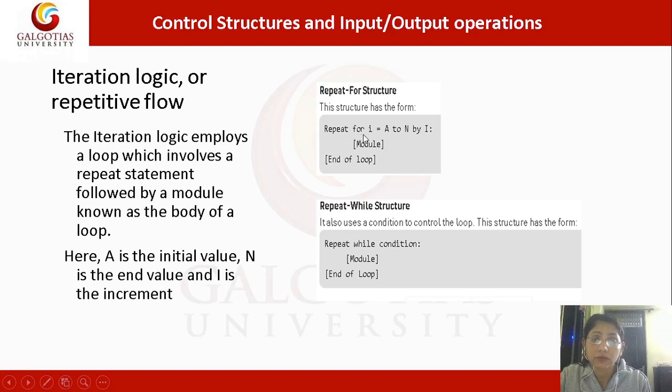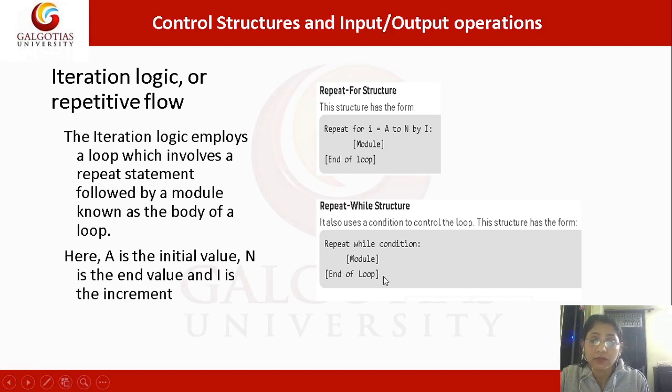In case of for structure, as in your example, for I is equal to a to n, you are going to execute the module, whichever module you consider. So based on the value you are putting for a and n, the module which you are writing inside this for structure is going to be repeated again and again in sequence.